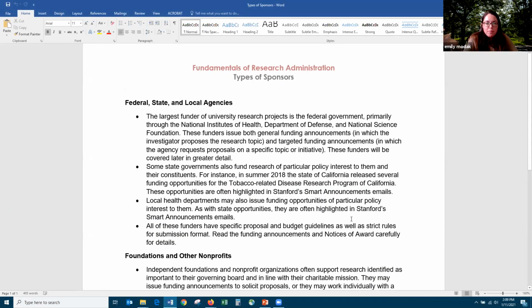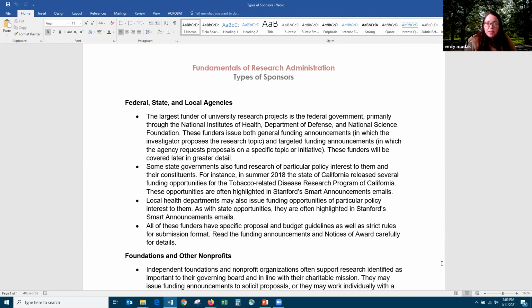The types of sponsors: the biggest one is the federal government. The largest funder of university research projects is the National Institutes of Health, NIH, followed by the Department of Defense and the National Science Foundation. What you want to know about these is that these funders issue both general funding announcements, in which it's the PI that's proposing the research topic, and targeted funding announcements, in which the agency is requesting proposals on a particular topic or initiative that's of interest to them. We will talk about this more in detail, but that's just the broad overview of NIH.